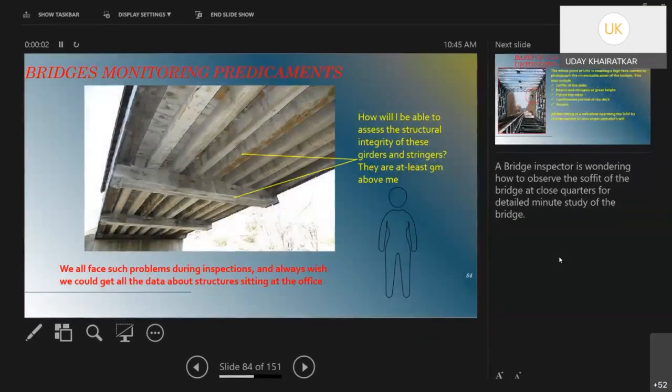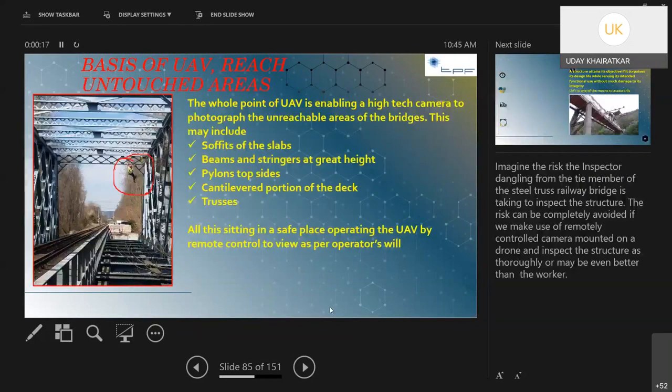The normal bridge inspector is wondering over here how to observe the soffit of the bridge at such close quarters for detailed study of minor details. You can see he's standing somewhere down below the bridge and seeing how to look at it closely. I've shown a photograph over here where the technician or the engineer is dangling from the top of a steel truss bridge. The inspector dangling from the tie member of the steel truss is taking tremendous risk.